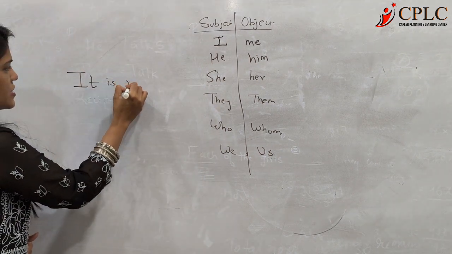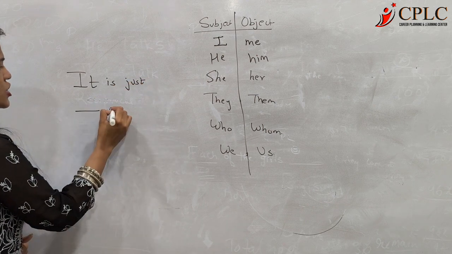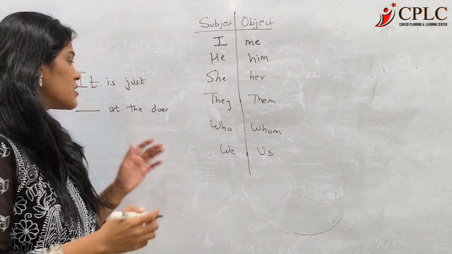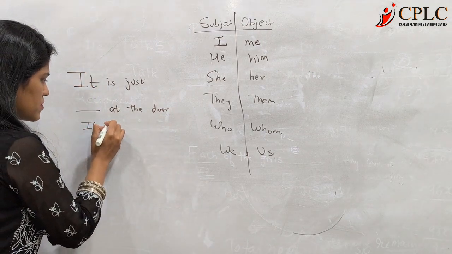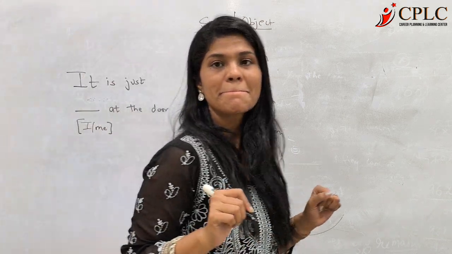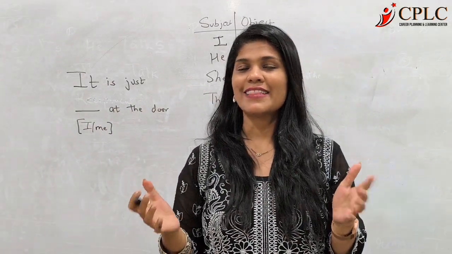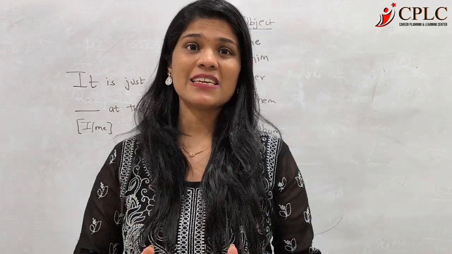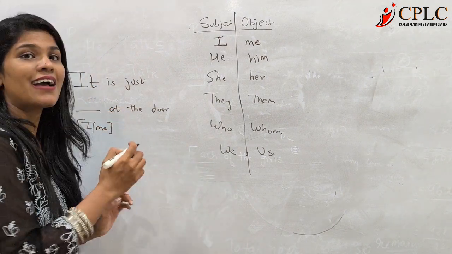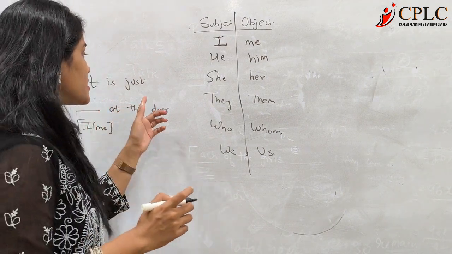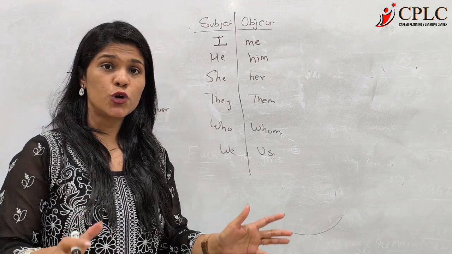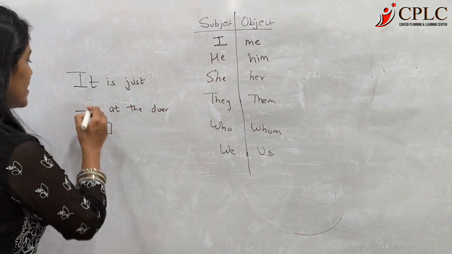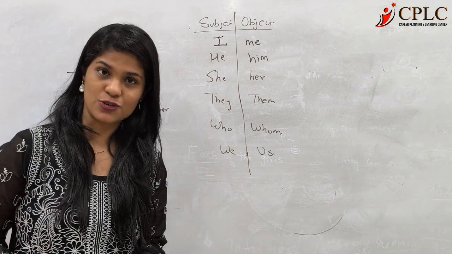So, it is just dash at the door. Yes. What would be the answer? I and me में से me at the front. That's what comes to our mind because that's how we speak. It is just me at the door. But me is not used as a subject. It is just dash at the door is an active voice. Door पे मैं हूँ. मैं door पे हूँ. This is active voice. That is why it is just I at the door.